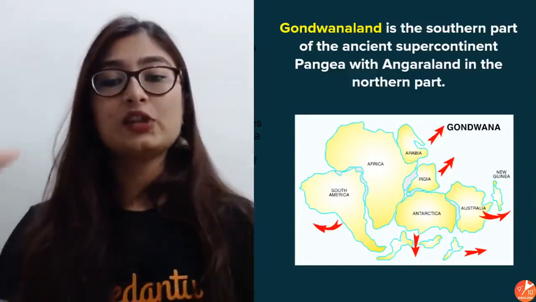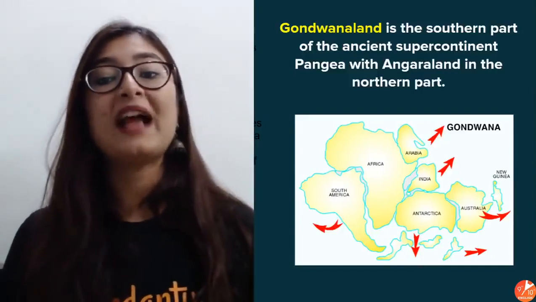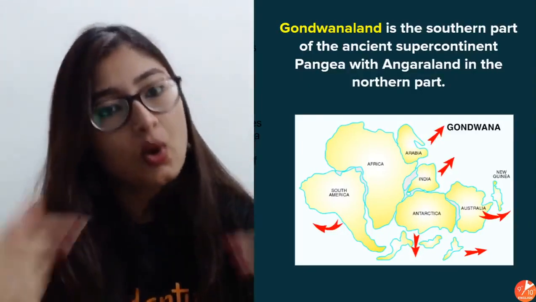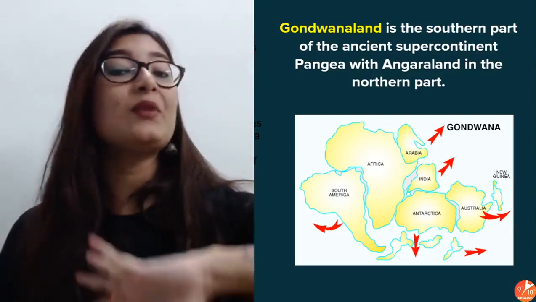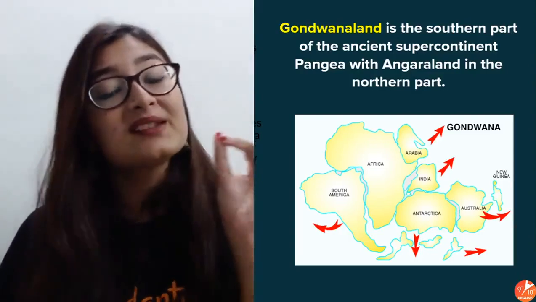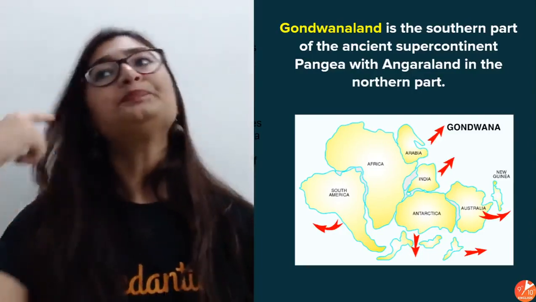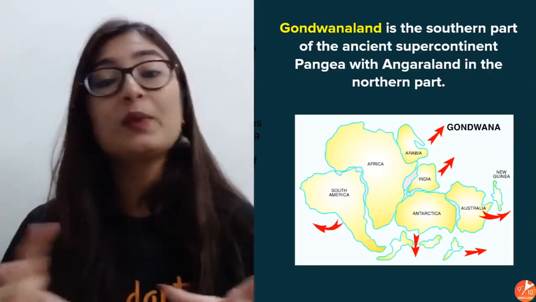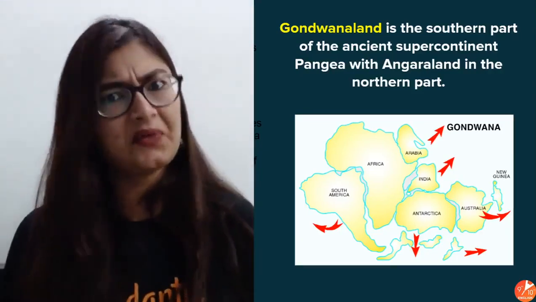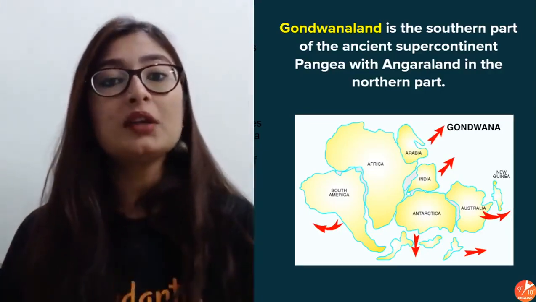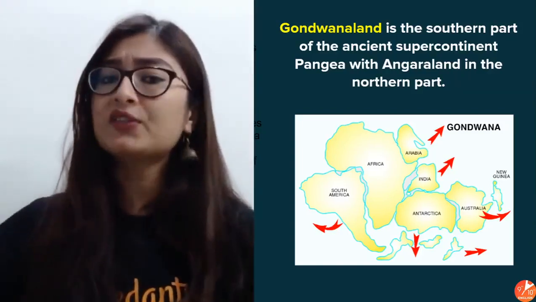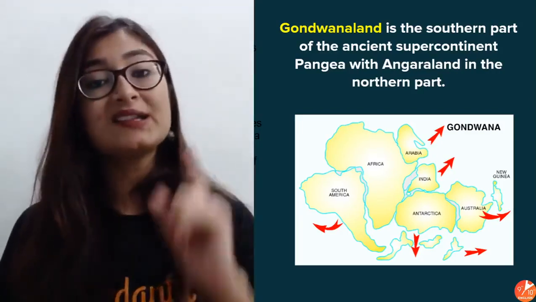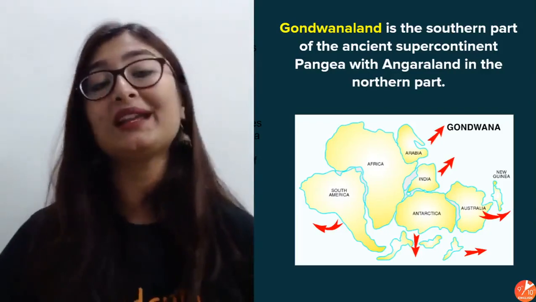So Bacha, Gondwana was actually the southern part of the ancient supercontinent Pangaea, with Angara land in the northern part. Now this is very short. Let's dwell into a little more depth. This is a story which goes millions of years back to the Mesozoic period. At that time, the earth did not look like how it looks right now. There were not so many land masses, not so many continents, not so many oceans and seas. Interesting, right? There was one supercontinent, a huge landmass which constituted all the land together. That was known as the supercontinent called Pangaea. And there was a super ocean. There were not so many water bodies also.